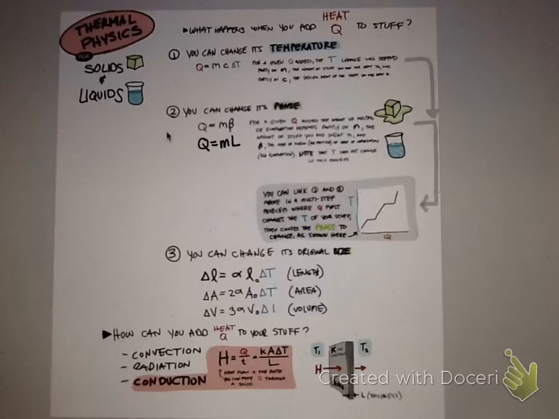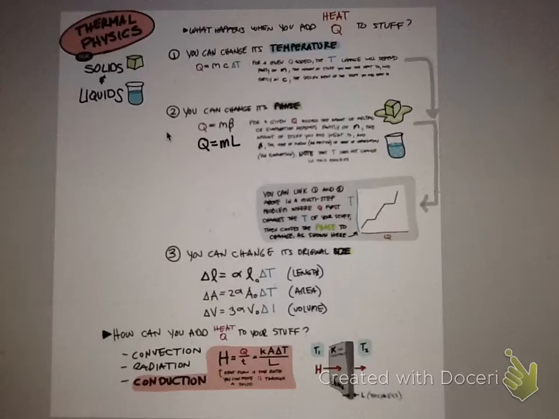Number 2, it could change phase. So if it is at a melting point or a boiling point, then you would have a phase change. And the equation is Q equals mL, on your equation sheet, I believe, for that. So I added that in there. If you add Q to a material at its melting point or at its boiling point, then the material will increase its internal energy because of a phase change. There is no temperature change during a phase change, during the process of melting or freezing, boiling or condensing. There is no temperature change.